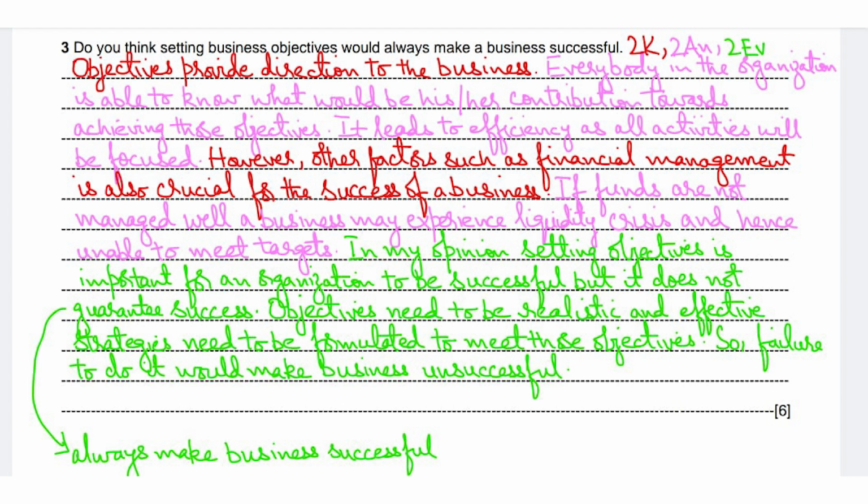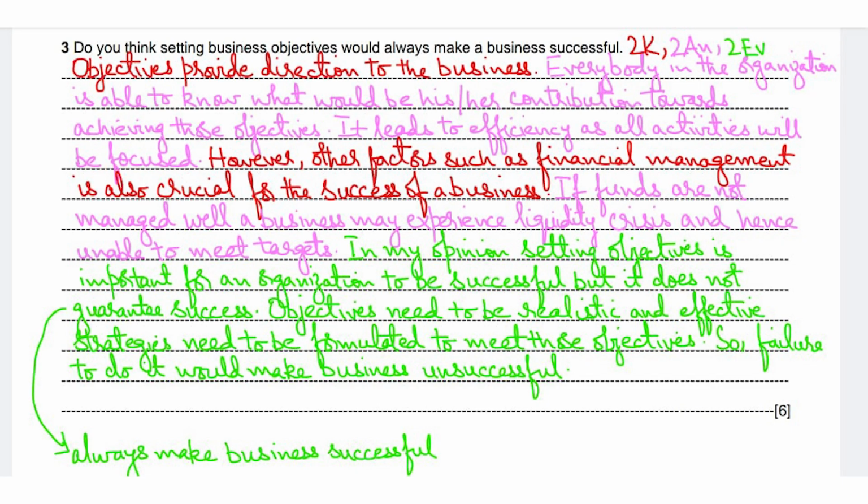Okay, objectives need to be realistic and effective strategies need to be formulated. Of course, if your objective is not realistic, like it's not possible to achieve it, there is no point, the business would not be successful, right? And apart from that, once you set objectives, you need to formulate strategies, an action plan. Without it, how can you be successful as a business? Of course not. So that's what I'm writing. It needs to be realistic, and effective strategies need to be formulated to meet those objectives. So failure to do it would make the business unsuccessful. Of course, if there are no right strategies, or if the objective is not realistic, of course the business would be a failure. It won't be a success at all.